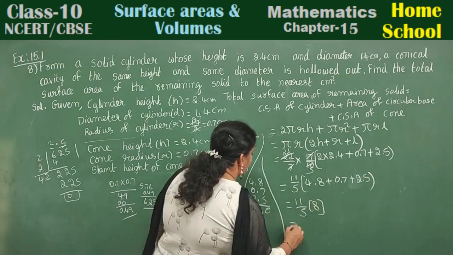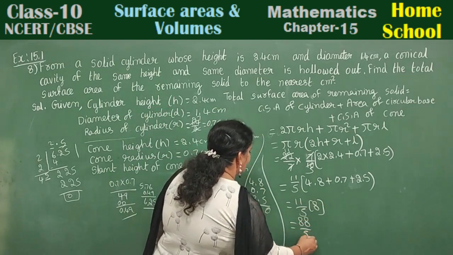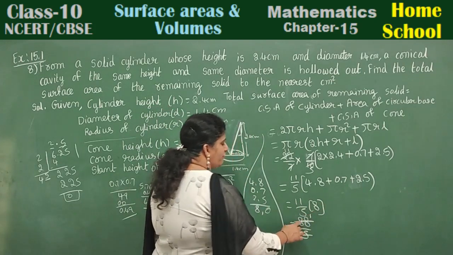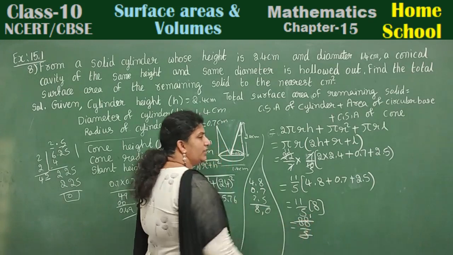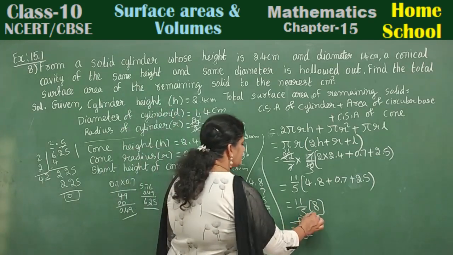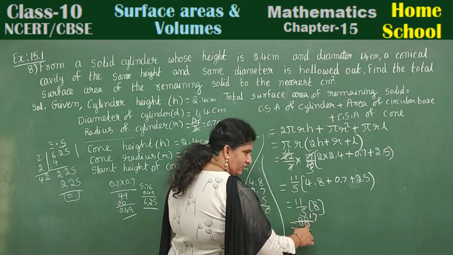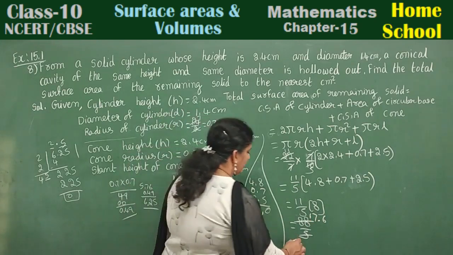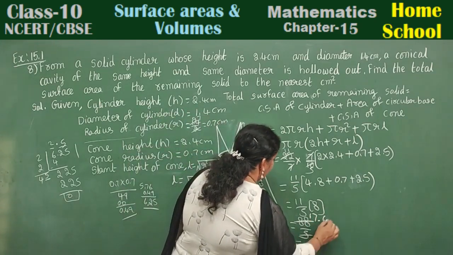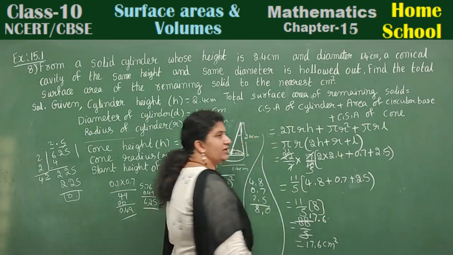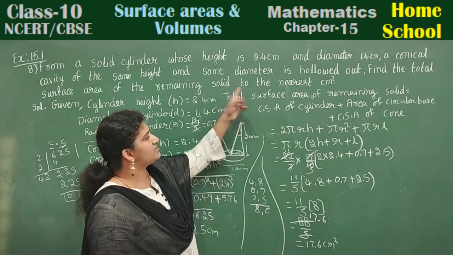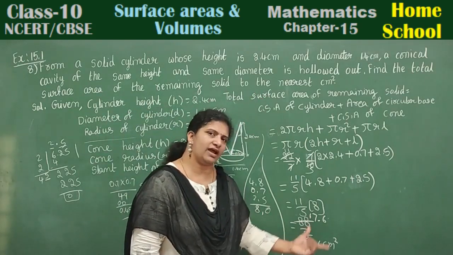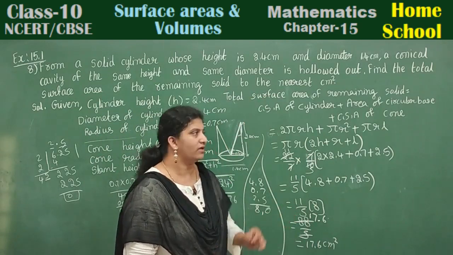11 eights are 88 by 5. Finally, 5 ones are 5. 3 is left, 38. 5 sevens are 35. And again 3 is left, put a point. 5 sixes are 30. That will be equal to 17.6 centimeter square. They asked us here for the nearest centimeter square. So 17.6 we can write as 18 centimeter square.